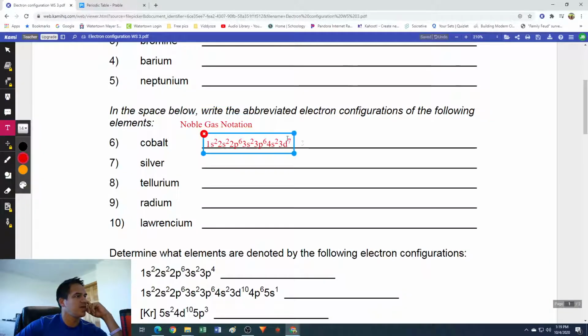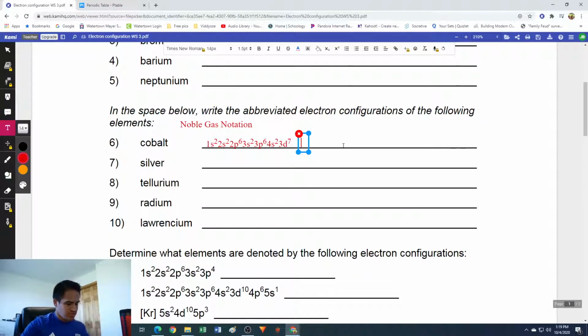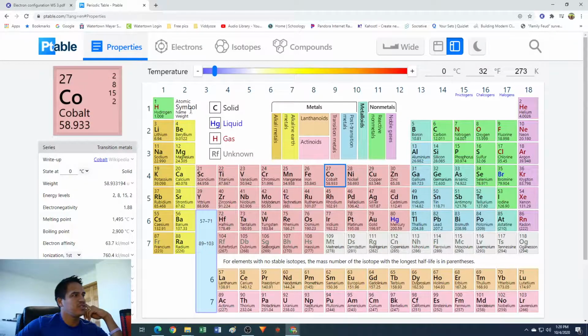So we're going to put argon in brackets. So we go equals, brackets, Ar. Basically what this is saying is that all of the electrons up to argon are represented by these brackets. Argon is 1s2, 2s2, 2p6, 3s2, 3p6. So everything up to 3p6 is represented by argon. So we're going to put argon in brackets.